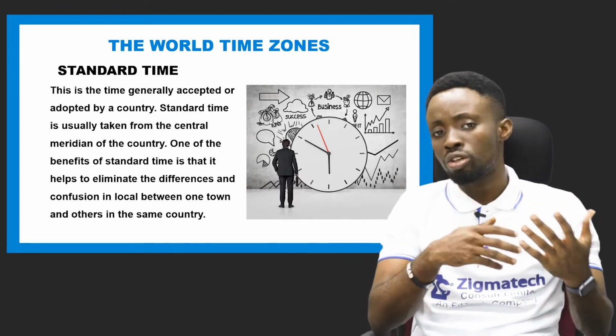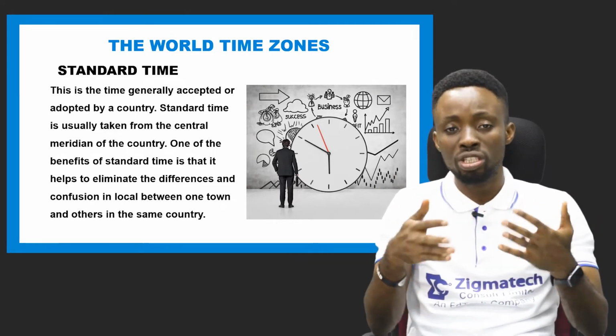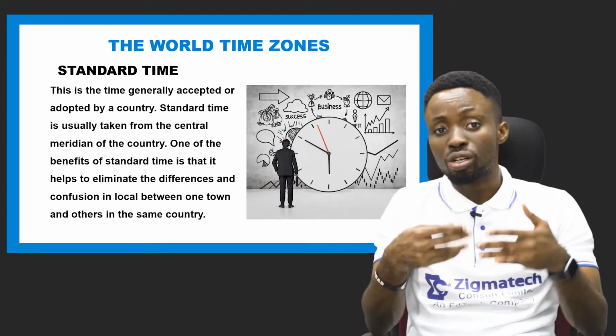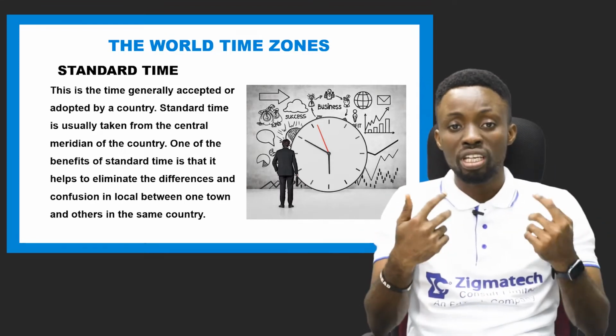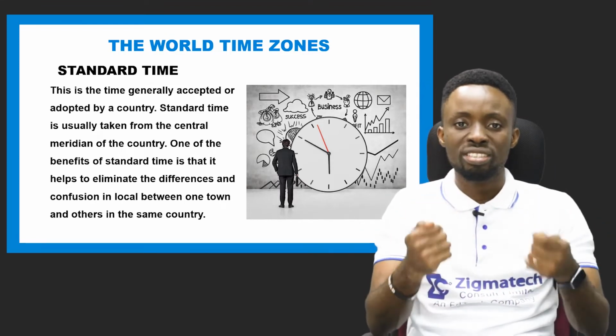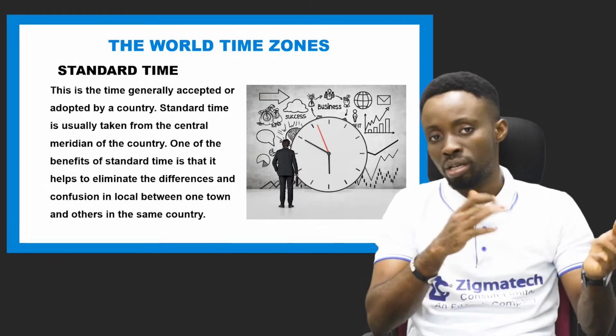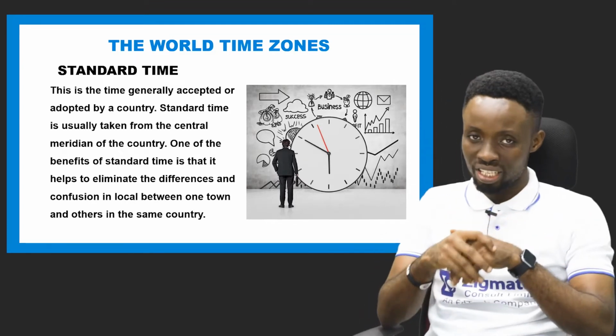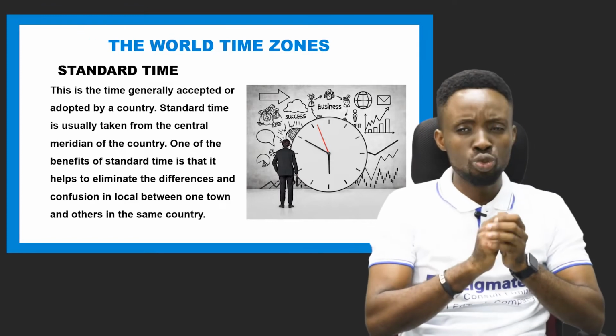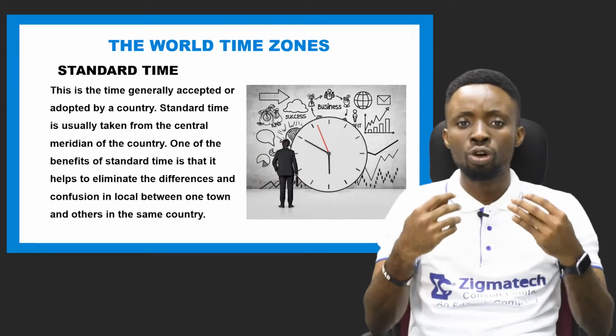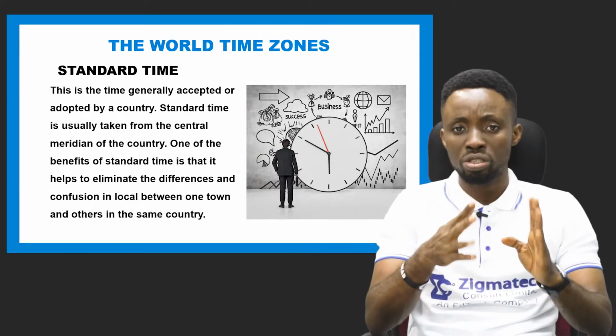That's why if someone in Lagos says that the time is 7 o'clock, someone in Port Harcourt will also say the time is 7 o'clock. It means that they are both using the standard time. They are not making use of their local time. They are making use of their standard time. Now, standard time is actually adopted to avoid confusion or differences in local time.